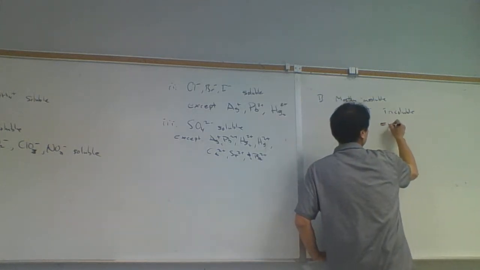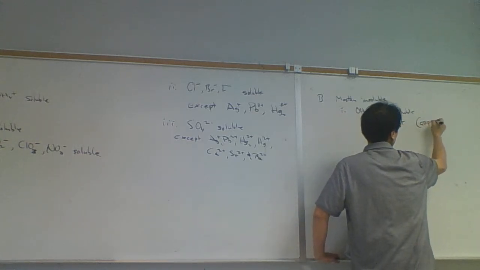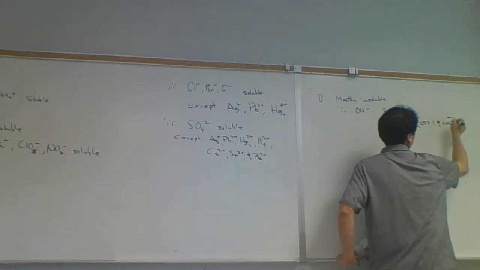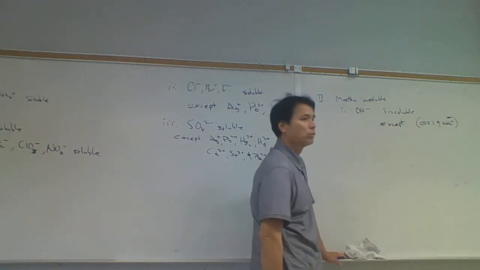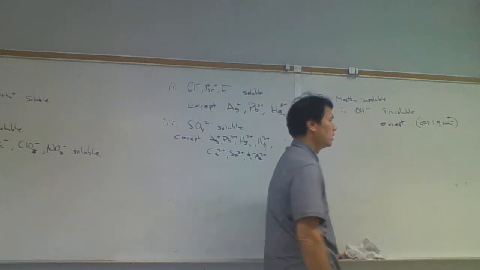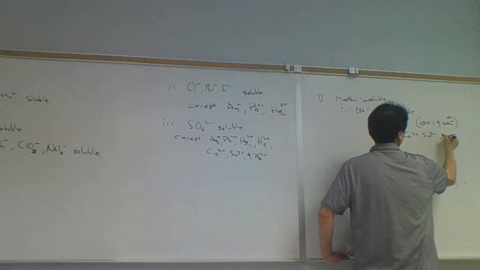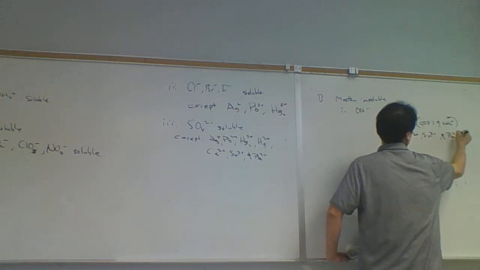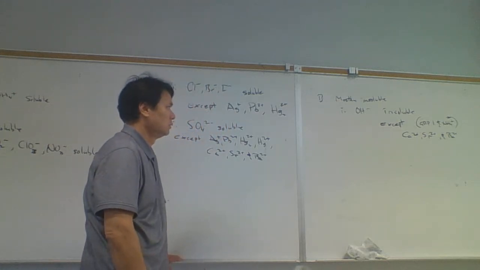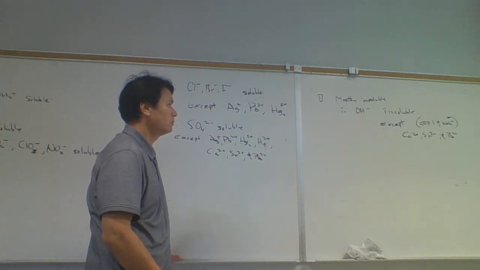Except, well, this one we've already looked at. Group 1 and ammonium. We checked that one first, so we don't really have to check it again. But all group 1 and ammonium salts are soluble. And then calcium, strontium, and barium. And so hydroxides are insoluble except group 1, ammonium, calcium, strontium, barium.